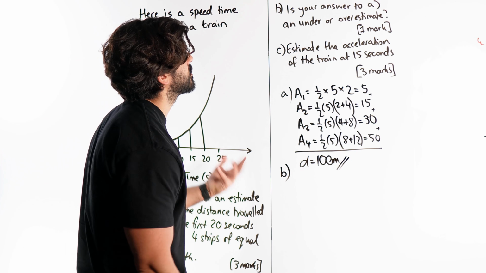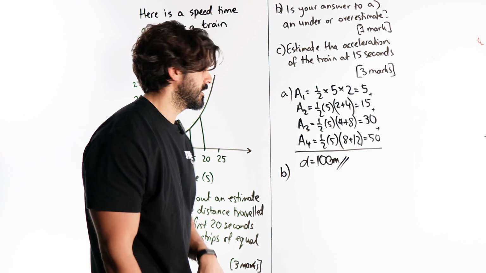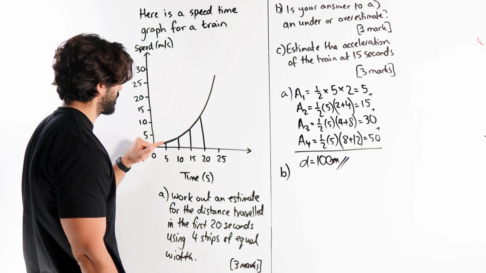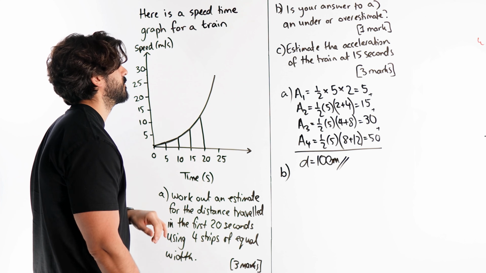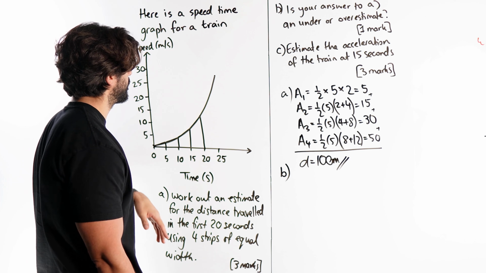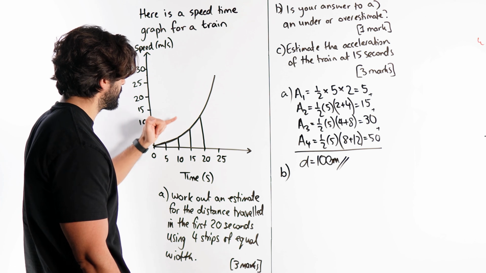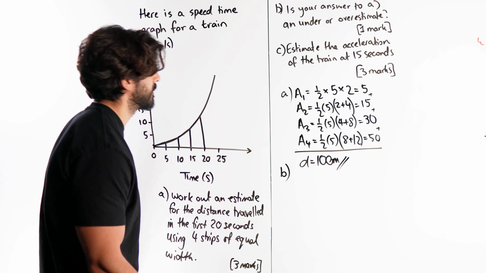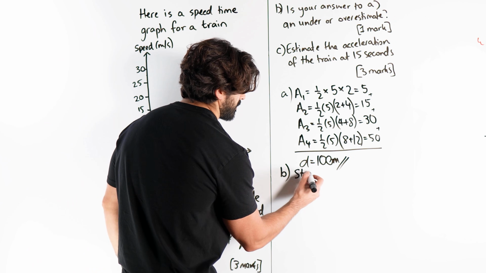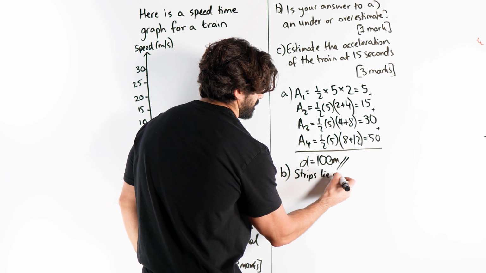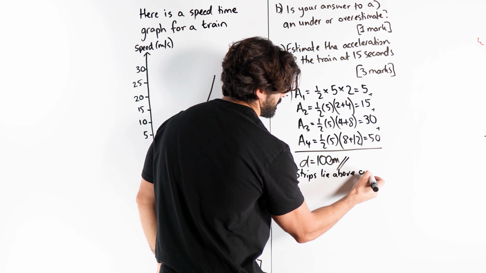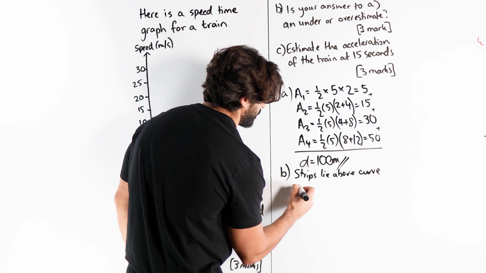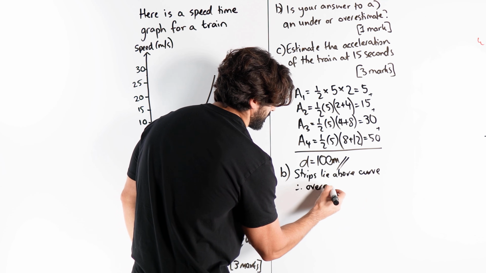Is your answer to part A an under or over estimate? So what we said before is that the strips lie above the curve. Because the strips lie above the curve, it's an overestimate. It's bigger than what the actual area is because the curve is actually slightly below and its area would be smaller. So we're going to say strips lie above curve, therefore overestimate.